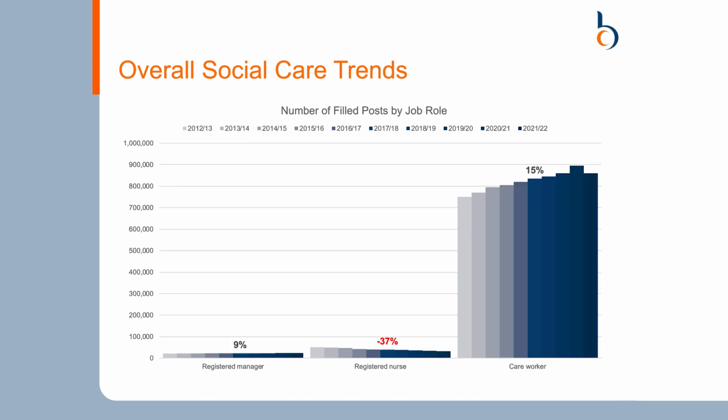But if you drill down into the individual posts, it's a bit more interesting. Registered managers increased by 9%. Registered nurses, which is where the big change has taken place, saw a 37% decrease. So you can see why nursing homes are having such a difficult time at the moment, because nurses are leaving. Some of that, I suspect, is difficulty in recruiting, as there's a shortage of nurses generally, but also the pull factor to the NHS, because terms and conditions are better there. And then care workers saw quite a large increase, a 15% increase.